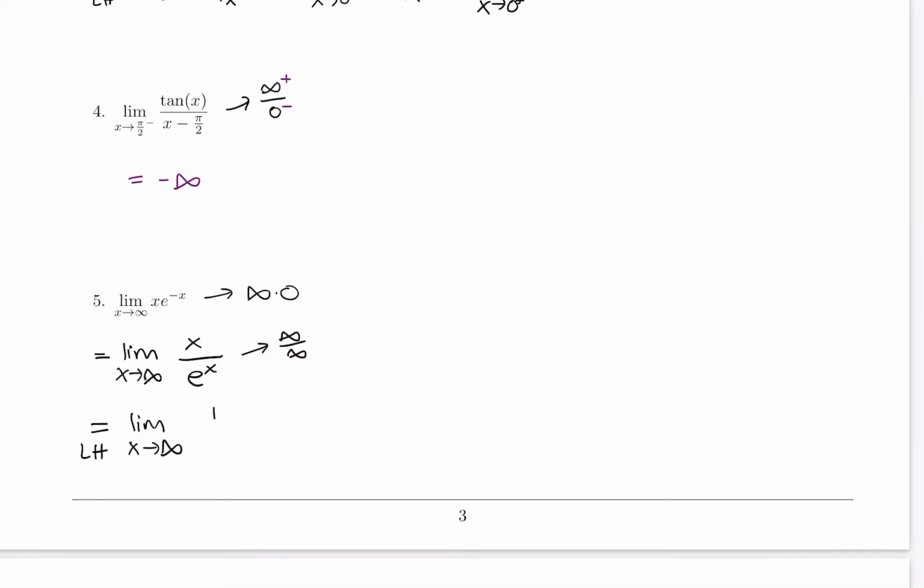And we get 1 in the numerator, we get e to the x in the denominator, and now we know that e to the x goes to infinity as x goes to infinity. So 1 over something that's getting very, very big will end up with 0.